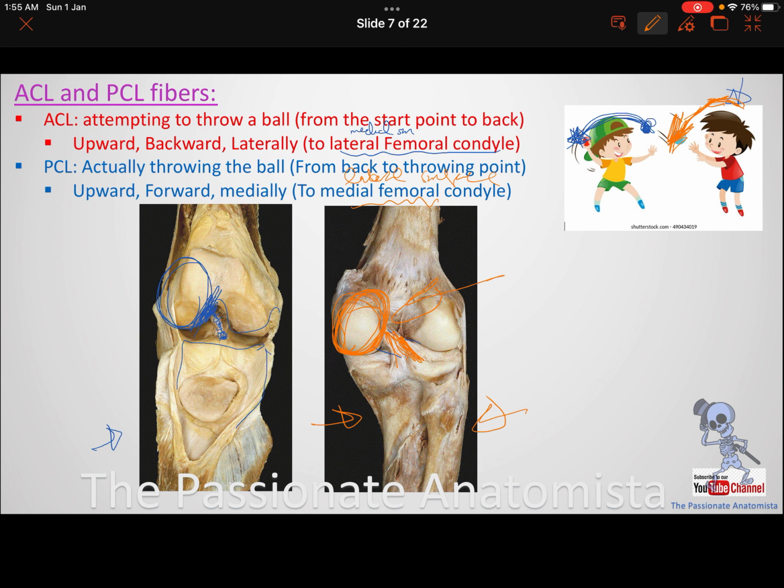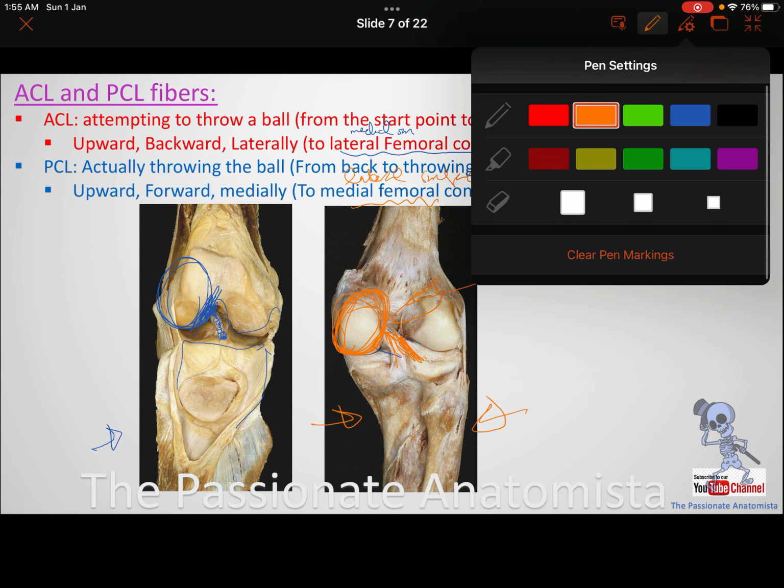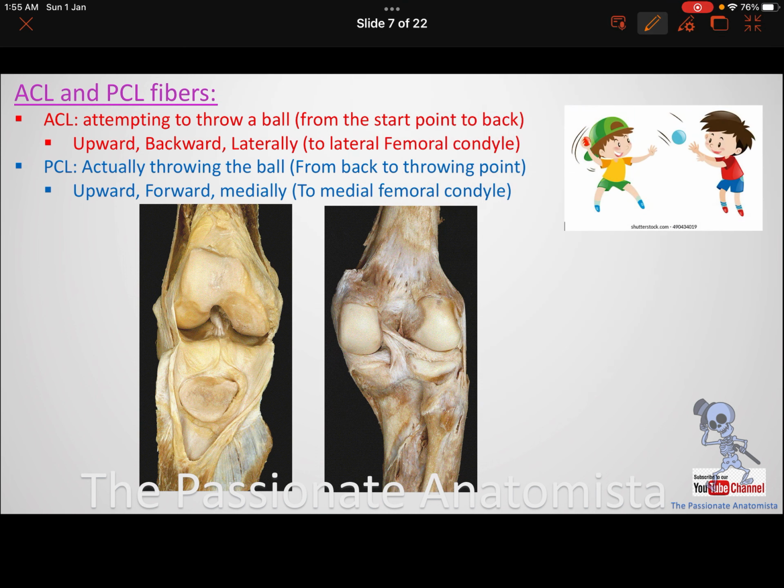You will remember the origin, or the starting point, and the insertion of the ligaments. I want you to think about a ball that you are trying to throw until you get into the starting point. From the starting point to the ball being actually away from your body, backward, this is the ACL. From that backward aspect you will throw it medially, and that will be the PCL.